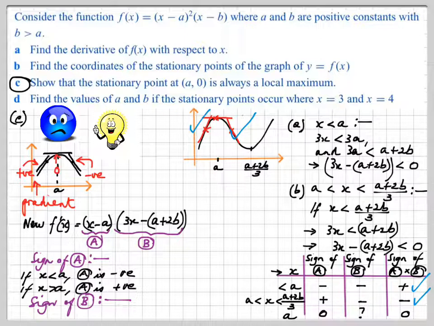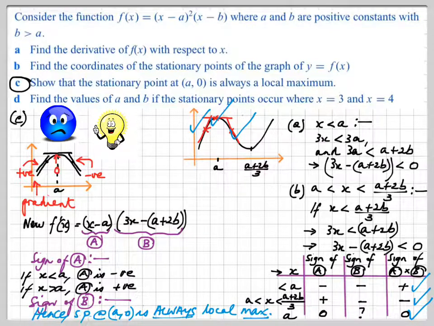I've proved it's negative, and I've also proved that when x is A, the thing's 0. How sweet it is. I've just proved it. So therefore, we can say with a surety that the stationary point at A and 0 is always a local maximum, and triumphantly Mr. Box is going to help us put the icing on the cake.